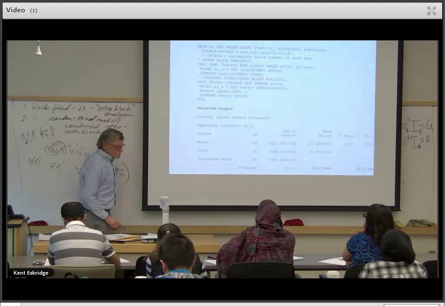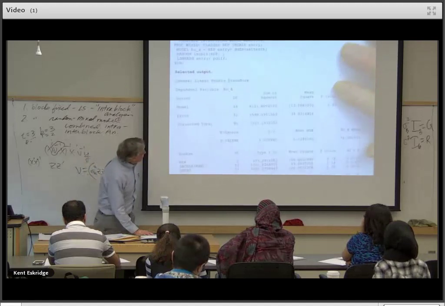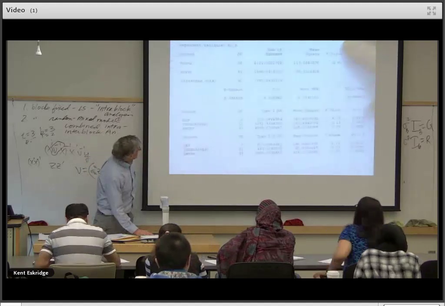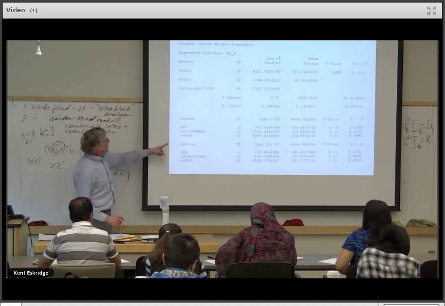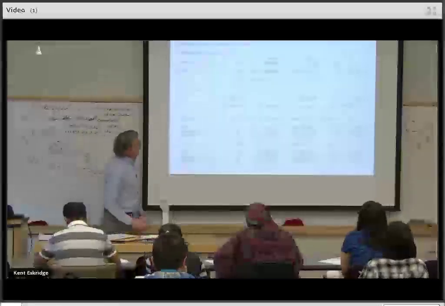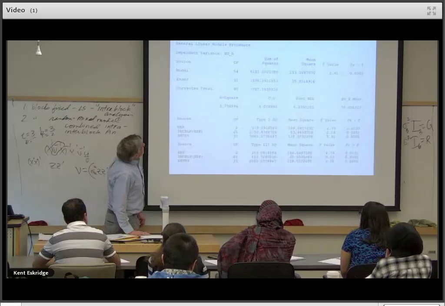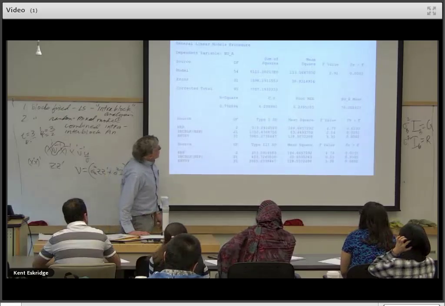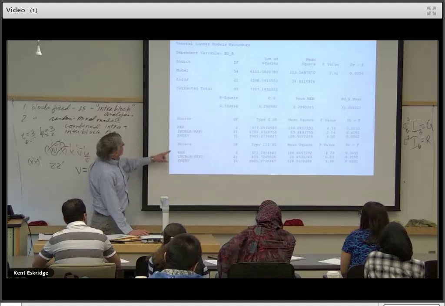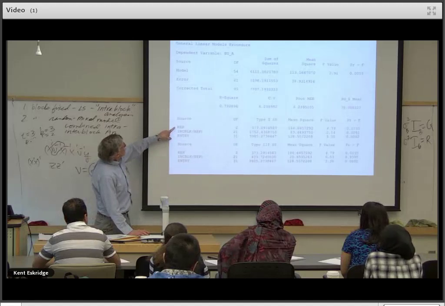So here's the output. Okay, so here's the ANOVA I wrote out earlier. Let's just get an idea, just kind of a rough idea. What's the mean square error? What would the mean square error for block be, for the randomized complete block design?